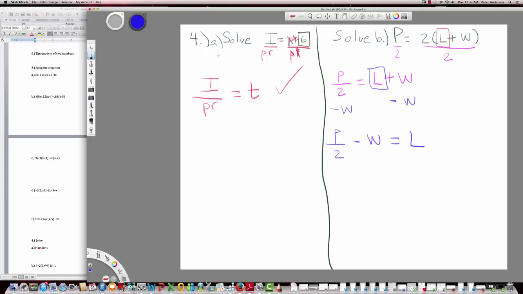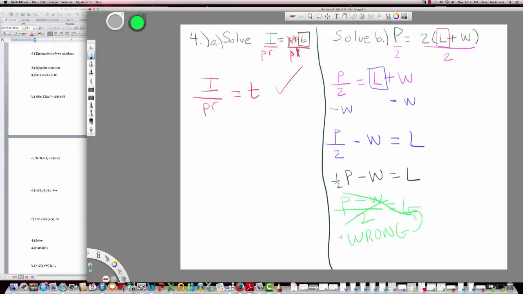Keep in mind that this is the same thing as 1/2 P minus W equals L. But it is not the same thing as P minus W all over 2. So this last one would be wrong. All right, do not do that.